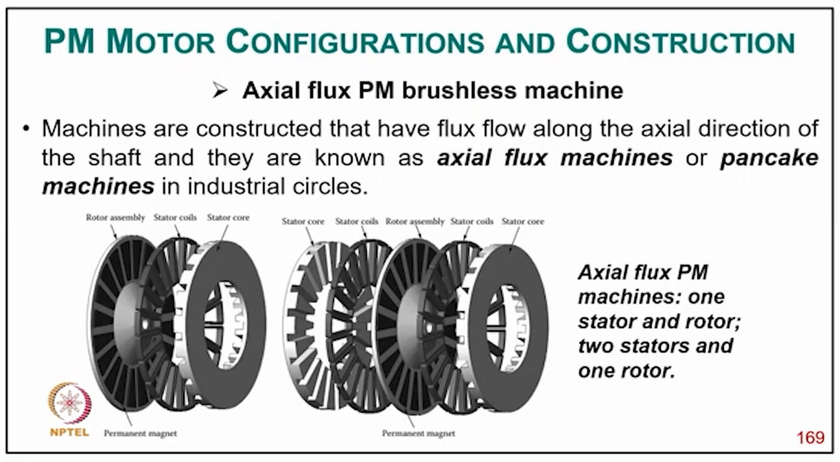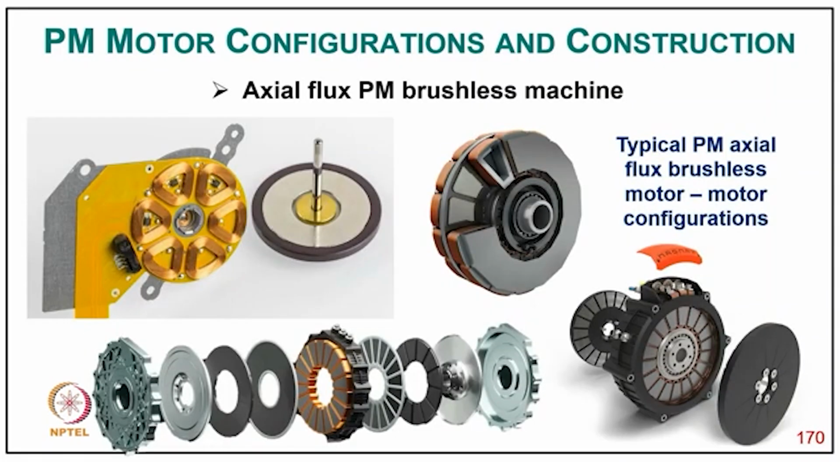Coming to the axial flux brushless machine, these machines are constructed so that the flux flows along the axial direction of the shaft, and they are known as axial flux machines or pancake machines. As you can see, we have a machine with the stator in between and a rotor on both sides, or we have a stator core on both sides and the rotor in between. The stator coil looks like this, which gives a complete concept of the geometry.